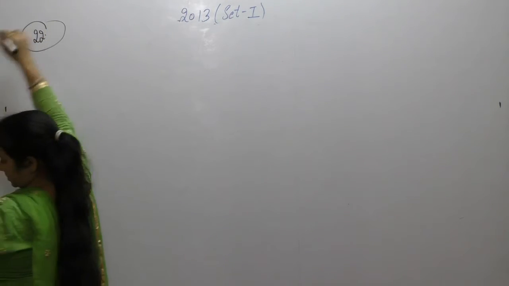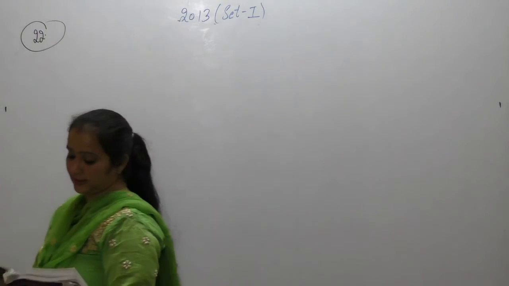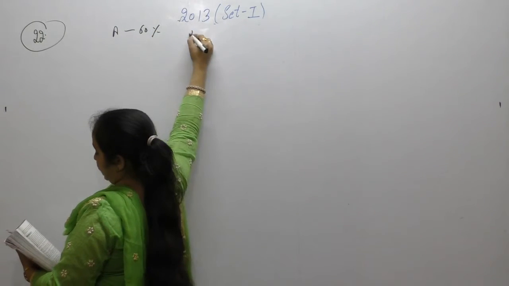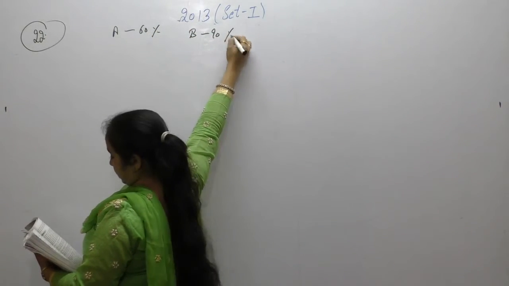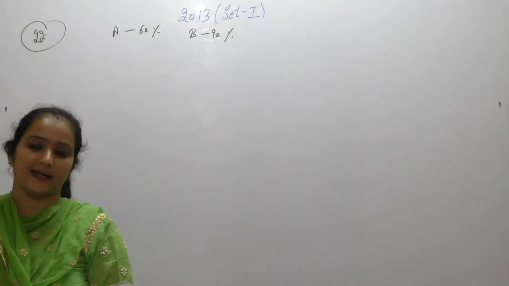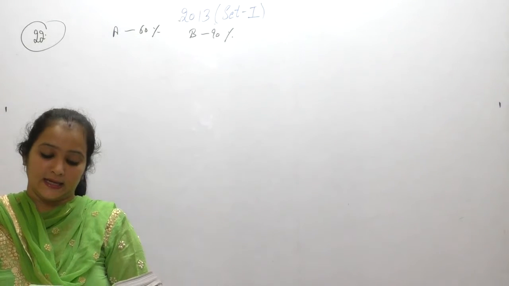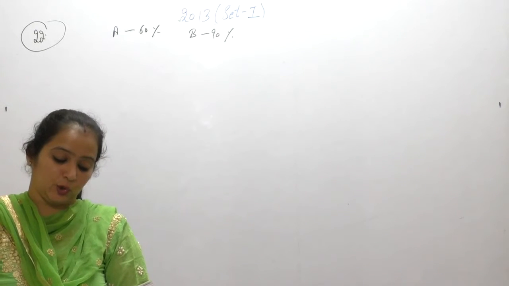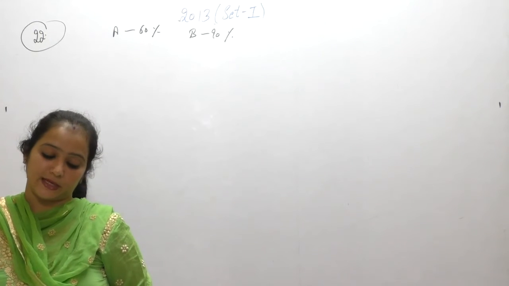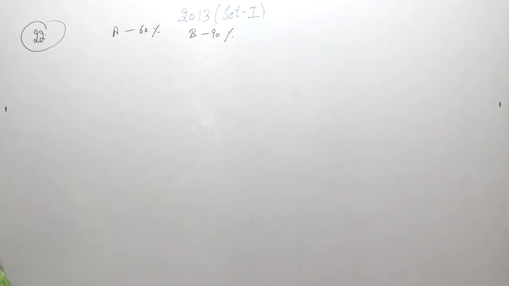Next question is: A speaks truth in 60% of the cases and B in 90% of the cases. In what percent of the cases are they likely to contradict each other in stating the same fact? In the case of contradiction, do you think the statement of B will carry more weight as he speaks truth in more number of cases than A?